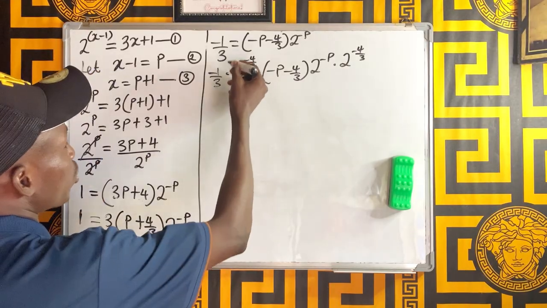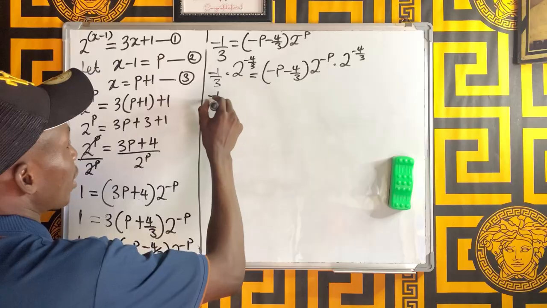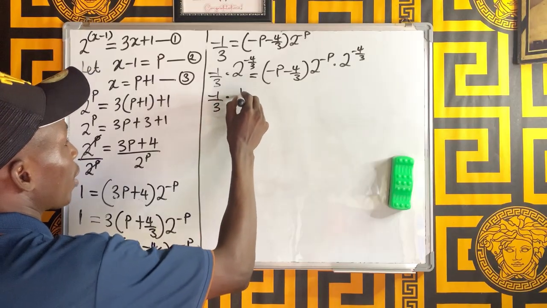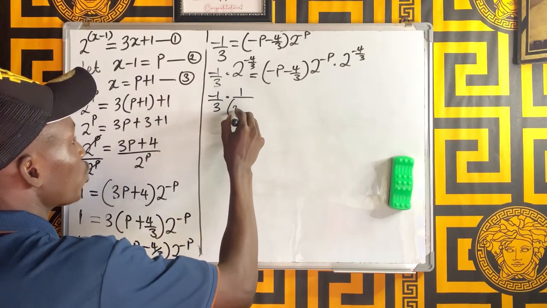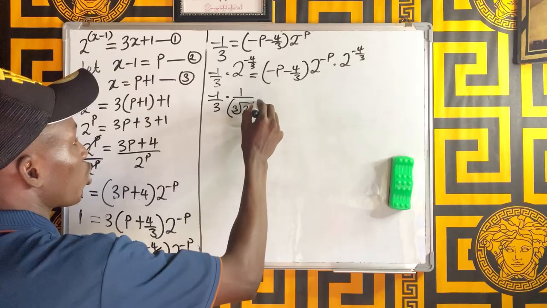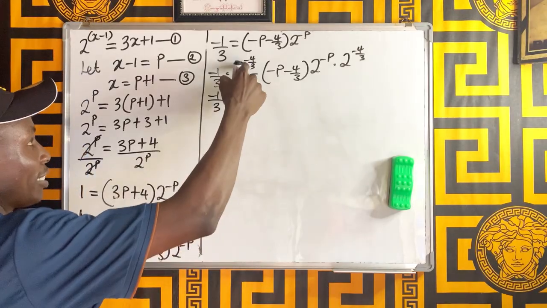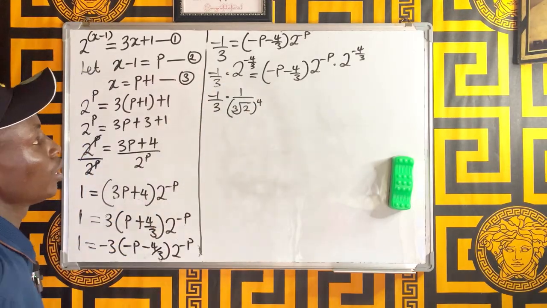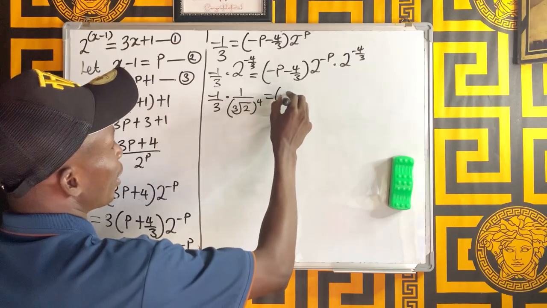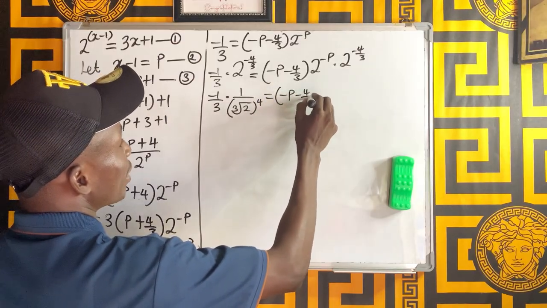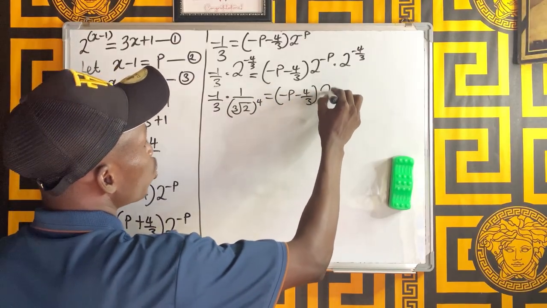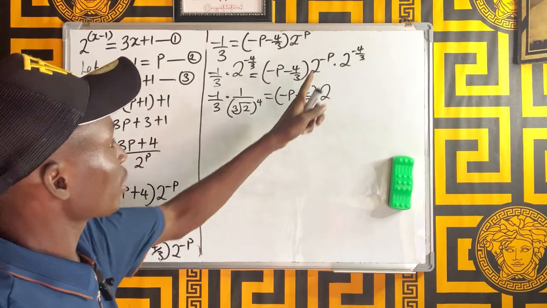Now by obeying the properties of indices, we can write this as minus 1 divided by 3, then multiply by 1 divided by the cube root of 2, all raised to 4. Because if you simplify this, we are going to have this. So this will be equal to minus p minus 4 divided by 3, then multiply by 2 raised to what. Now let's obey the properties of indices here.